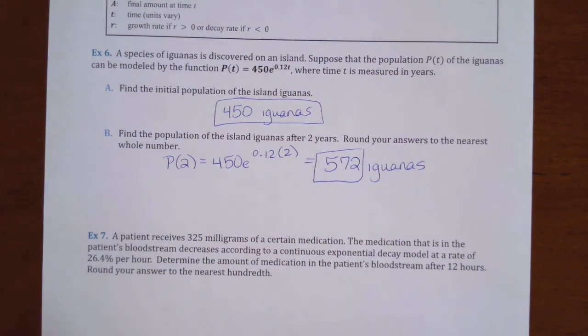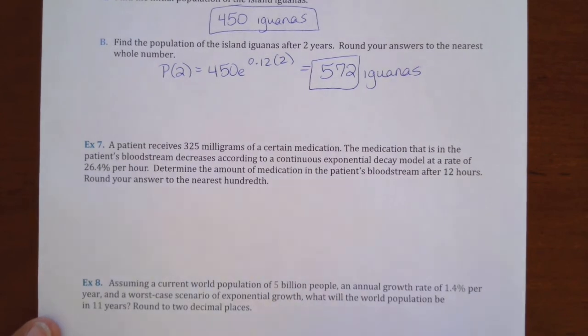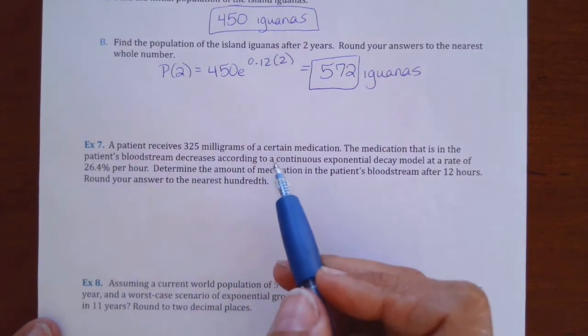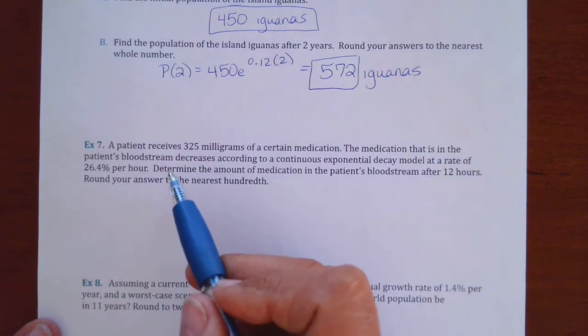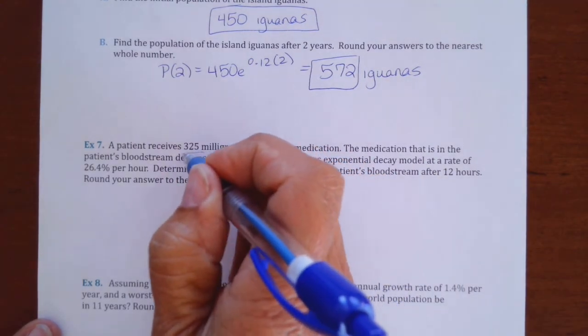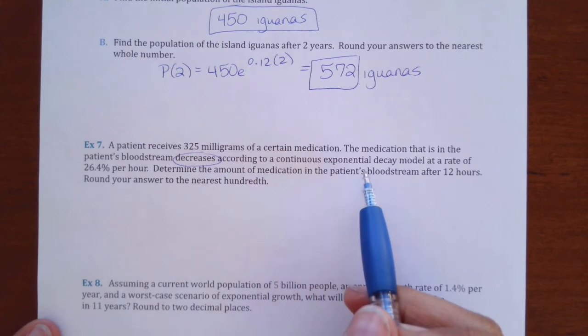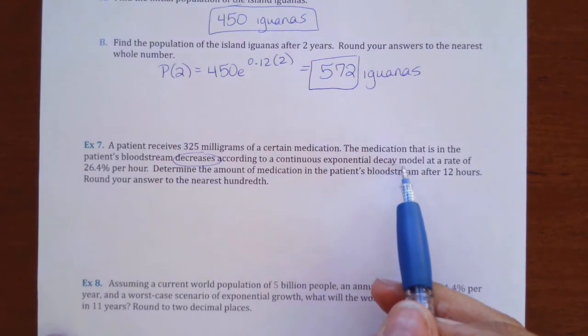All right, let's look at example 7. A patient receives 325 milligrams of a certain medication. The medication that is in the patient's bloodstream decreases, that's important, according to a continuous exponential decay model, and here's the rate.